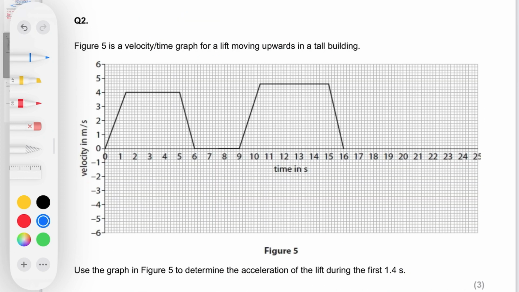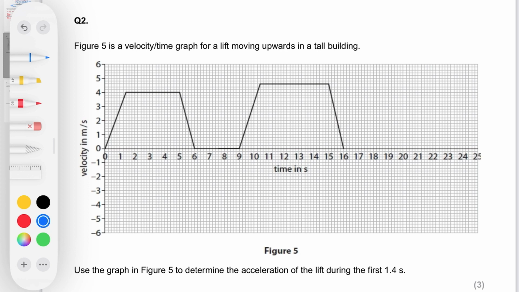Okay, let's carry on where we just left off with question number 2. Figure 5 is a velocity time graph for a lift moving upwards in a tall building. So you can see the lift here. And one thing to think about whenever you come across a new graph or a new diagram in an exam is try and think about the story that it's showing you. So in this case, we're talking about a lift.